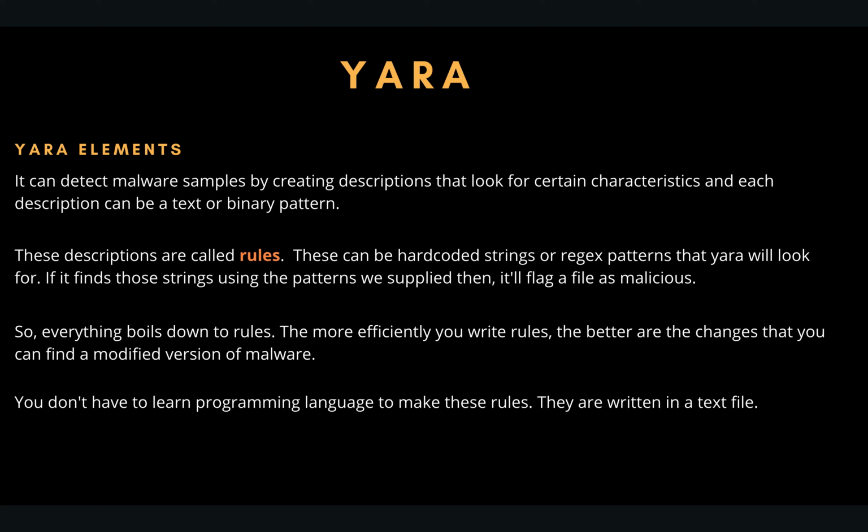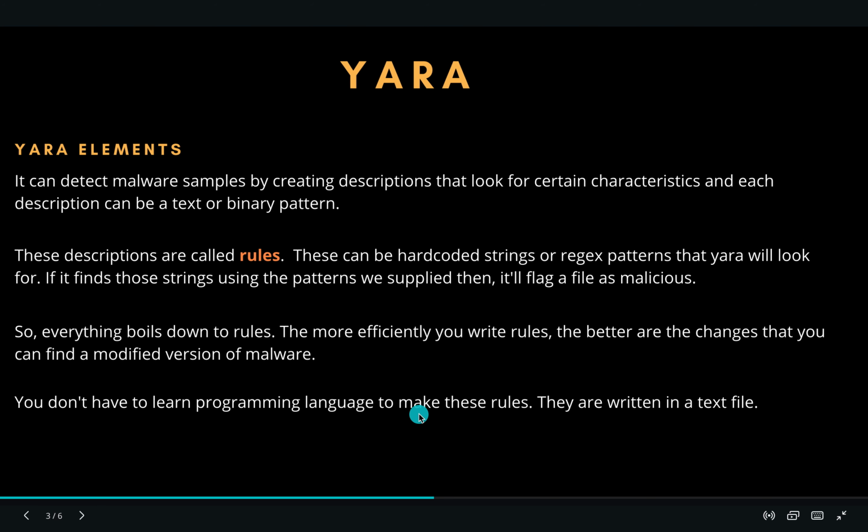Antiviruses could have Yara installed, or a particular functionality that works similar to Yara installed within them, which can help flag out a malicious binary or a file. Yara can detect malware samples by just creating descriptions that look for certain characteristics in a binary or an executable, and these descriptions are called rules.